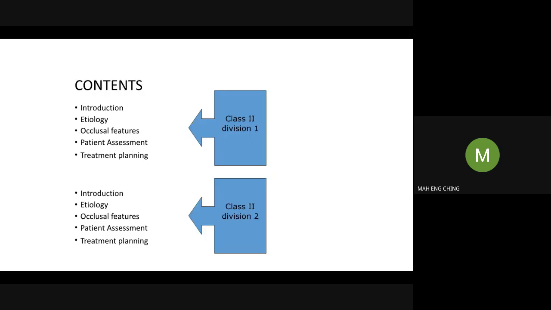So what's the content today? We're going to talk about the class 2 division 1 first, then same, we're going to talk about class 2 division 2 later. Starting with this introduction, then followed by etiology, and what are the occlusal features, then patient assessment, how we're going to assess the patients, then how we're going to plan for the case later.